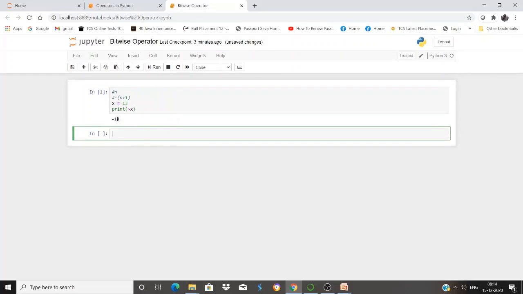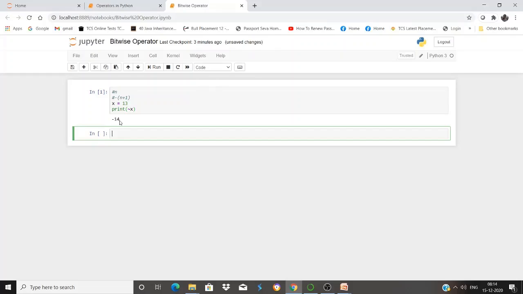As I just mentioned, if the input is n, so here n is 13 or x is 13, the output will be minus of n plus 1, or minus of x plus 1, whatever you want to say. So the output here should have been minus of 13 plus 1, that is minus 14, and that's what we have got as the output. So this was the one-liner formula to find out the result of the bitwise complement operator.